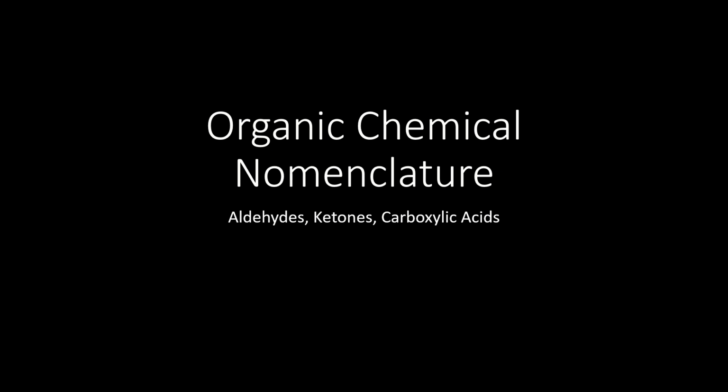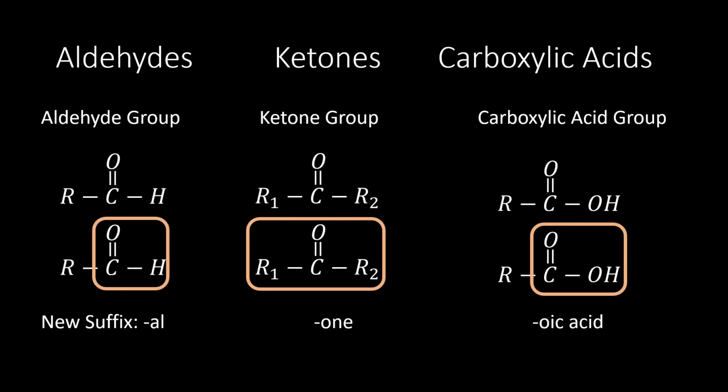Here we're going to talk about three common functional groups in organic chemistry, which are aldehydes, ketones, and carboxylic acids. For an aldehyde, essentially we need in our molecule somewhere a carbon that is double bonded to an oxygen and single bonded to a hydrogen. And we'll take our suffix at the end of our molecule and change the suffix to -al. For example, from methane to methanal.